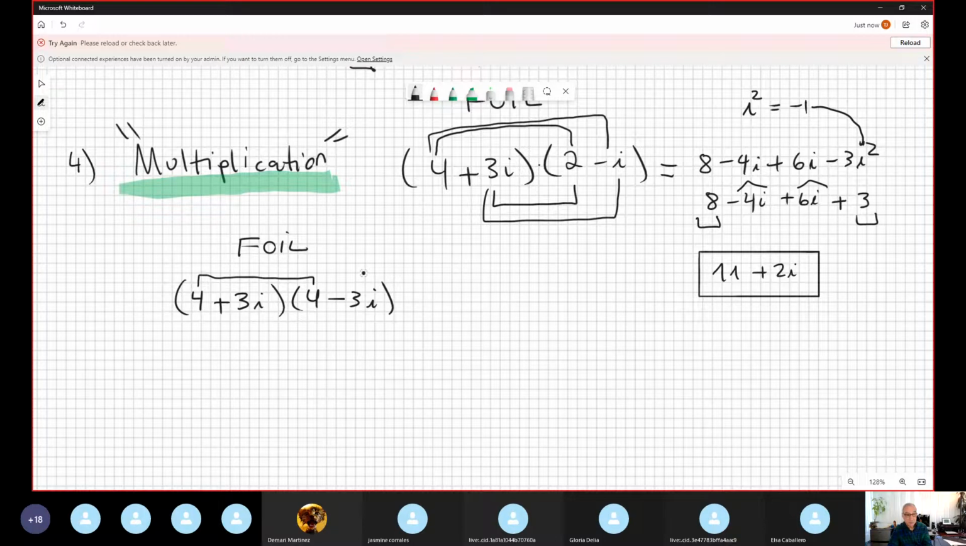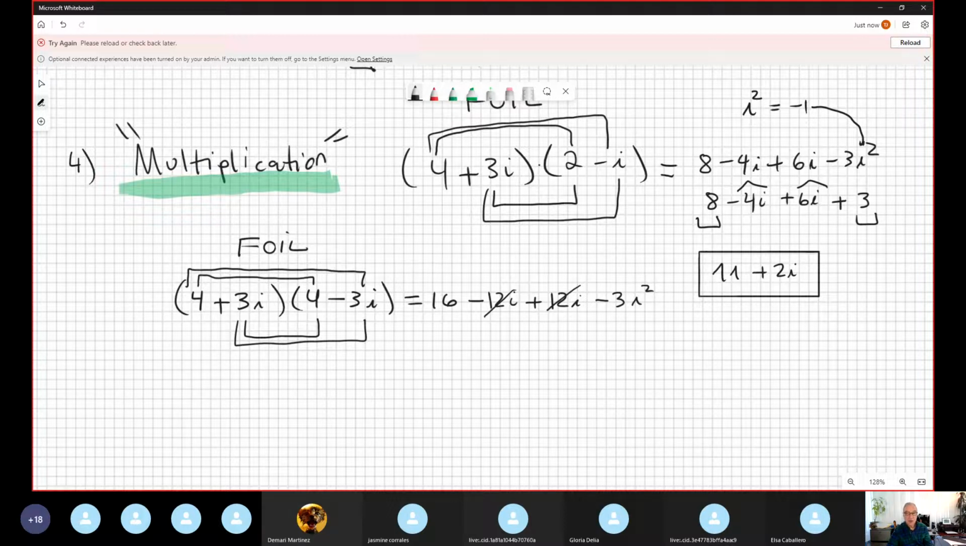I multiply 4 times 4, 16. I multiply 4 times minus 3i, minus 12i. I multiply 3i times 4, positive 12i. Wow, look at that, this always happens in the multiplication of conjugates. The imaginary parts have the same value and opposite signs. And finally, last is minus 3i times 3i. Look at that, always, 100%, the imaginary part disappears. Conclusion: the answer of the multiplication of two conjugate complex numbers is real, no i anymore.